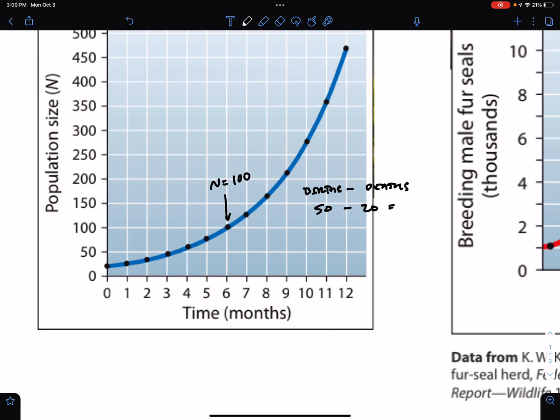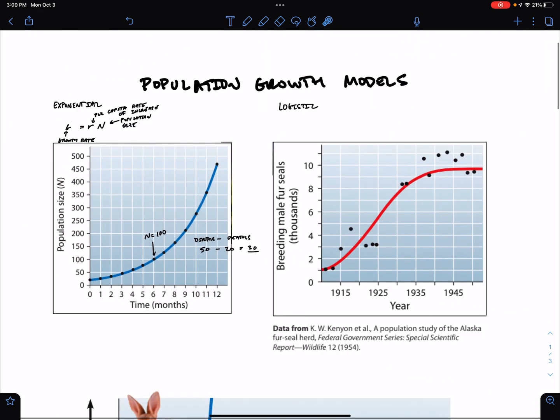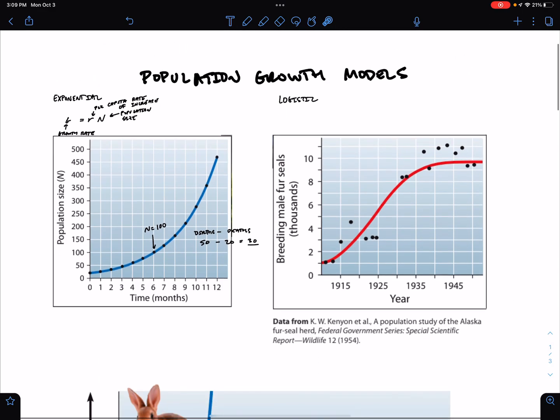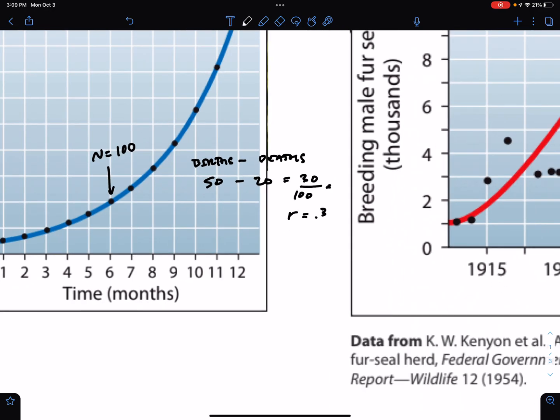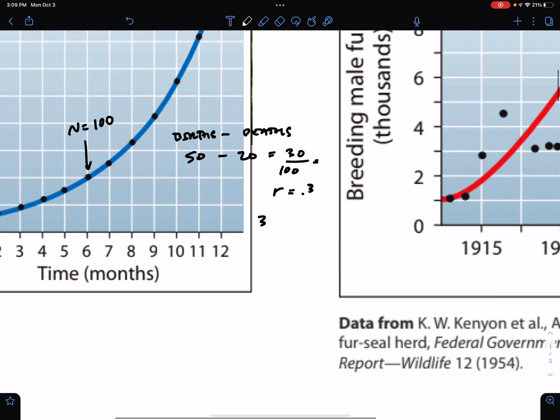So our rate of increase would be 30, but then we have to divide it by the total number in our population, because remember, it's per capita rate of increase. So we say our increase divided by our total population size, which was 100. So our R here would be 0.3. This is our per capita rate of increase. So if we take 0.3 and multiply it by 100, we get 30. So this would be the growth of our population.